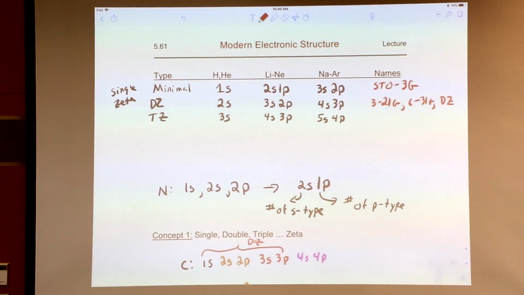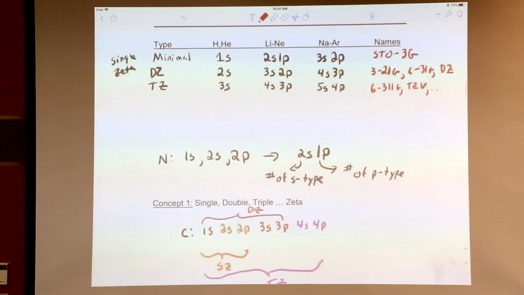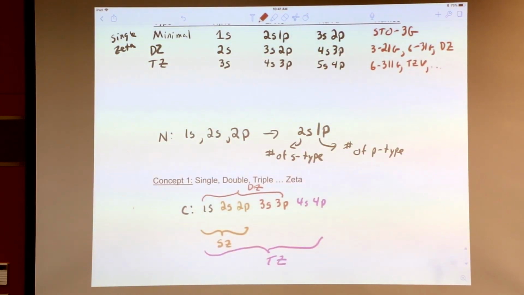And then for triple zeta, you can do 6-311G, triple zeta valence. There are others. So there are other abbreviations out there as well. But that's how you change the zeta, the valence. So questions about those?